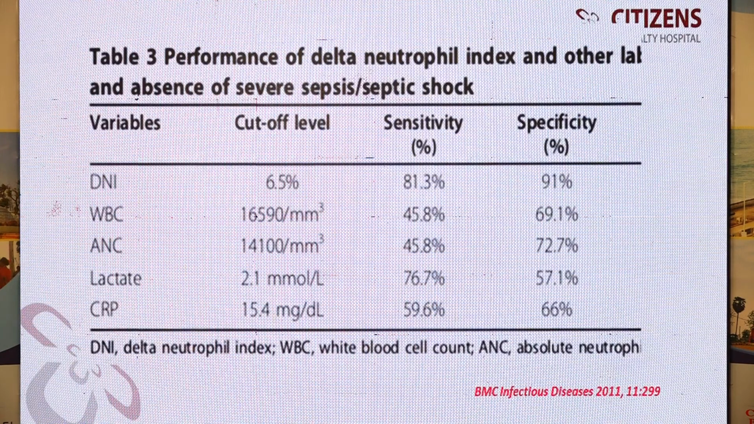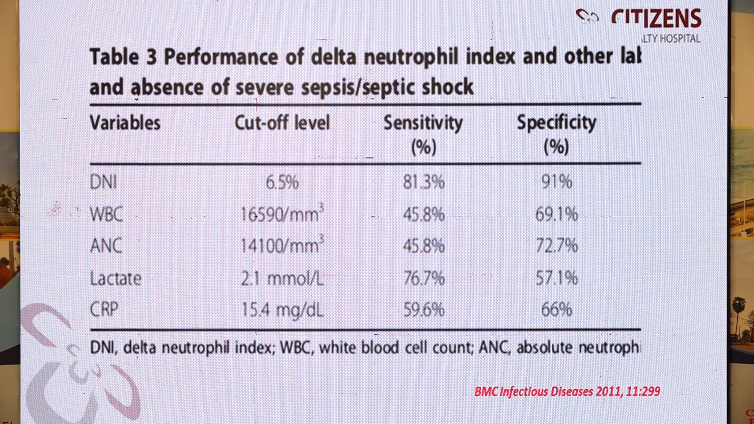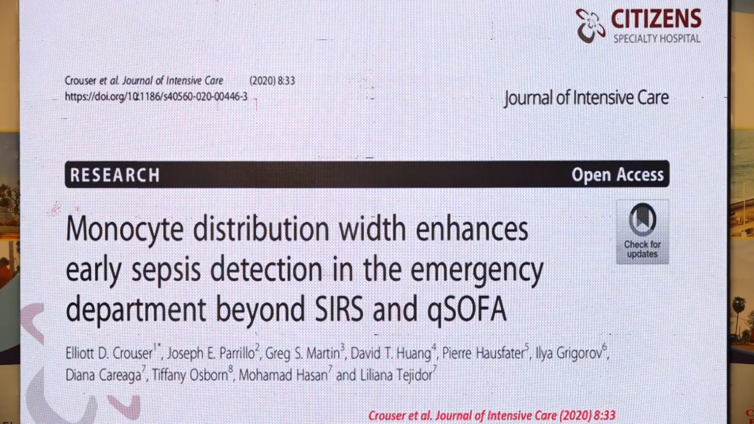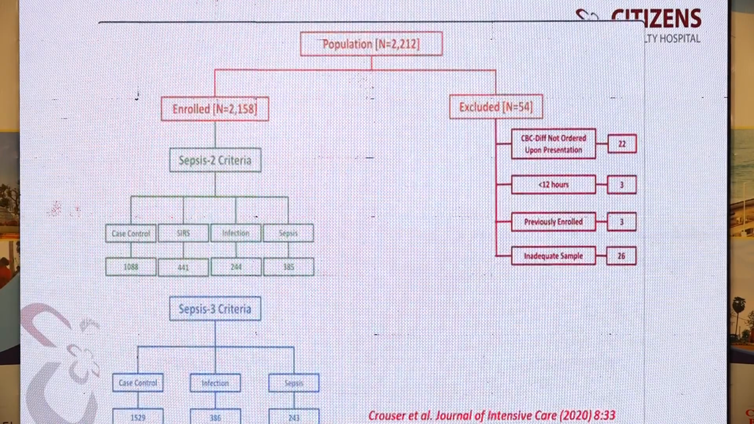In the performance of the delta neutrophil index, they also looked at the variables and its sensitivity and specificity. It has a good sensitivity of 81% and specificity of 91%. When compared with the WBC and ANC, it is better, and it is also better compared to the CRP. Next, we'll go to the monocyte distribution width in early sepsis.